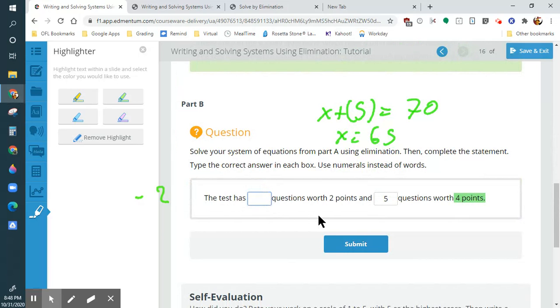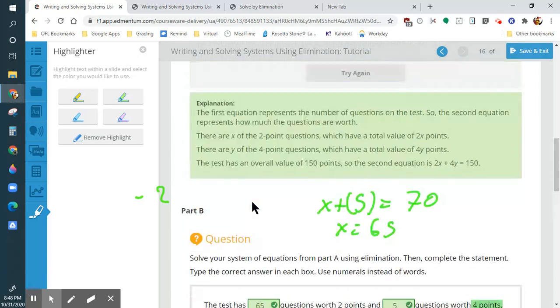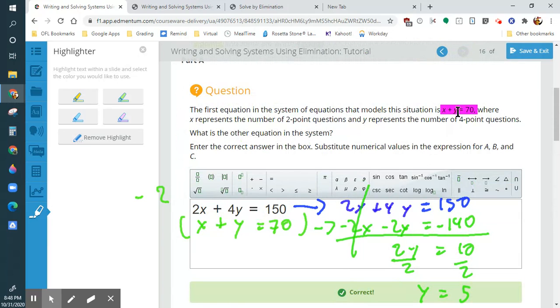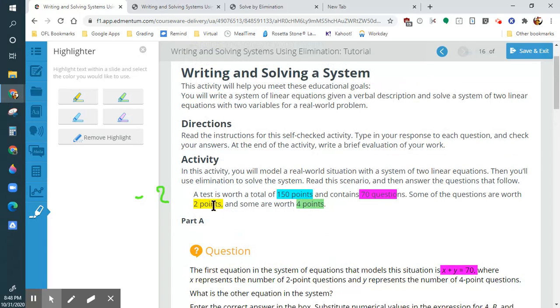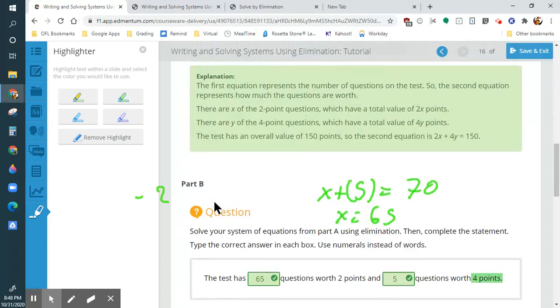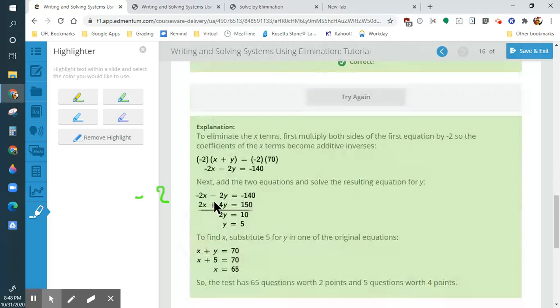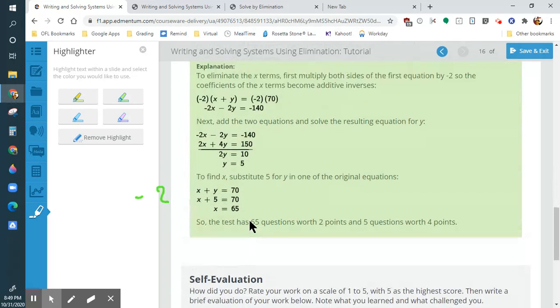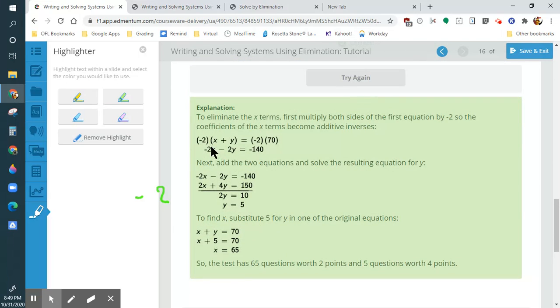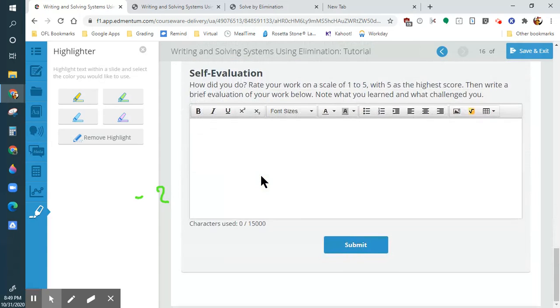So I'm going to do this, and this is 65. So again, I use the first equation for this one because it's really easy. You just have to subtract it. It's like, well, if you have 5 of the 4-point questions, all the other ones have to be the 2 points. So that's how you would solve this. And they even did the exact same way I did it. They're like, let's eliminate the x first.